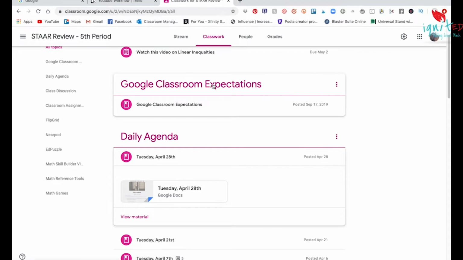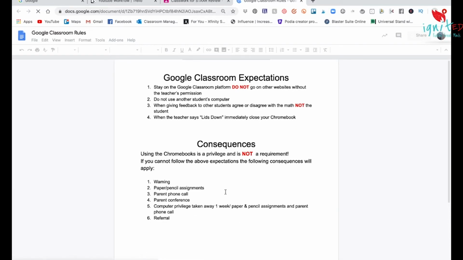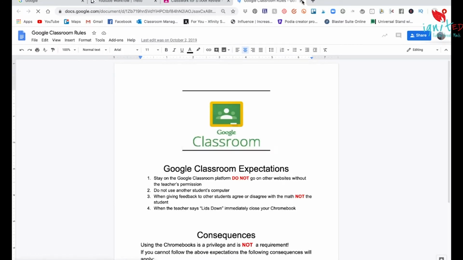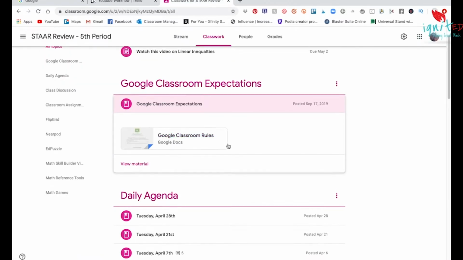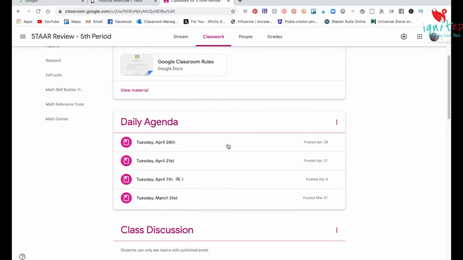We start with the expectations, which we start with when we're in school as well. So that's nothing new. My Google Classroom expectations are just a Google Doc with the expectations clear. Nothing fancy. I'll just put a picture of Google Classroom right there. The next thing in my classwork stream is the daily agenda.